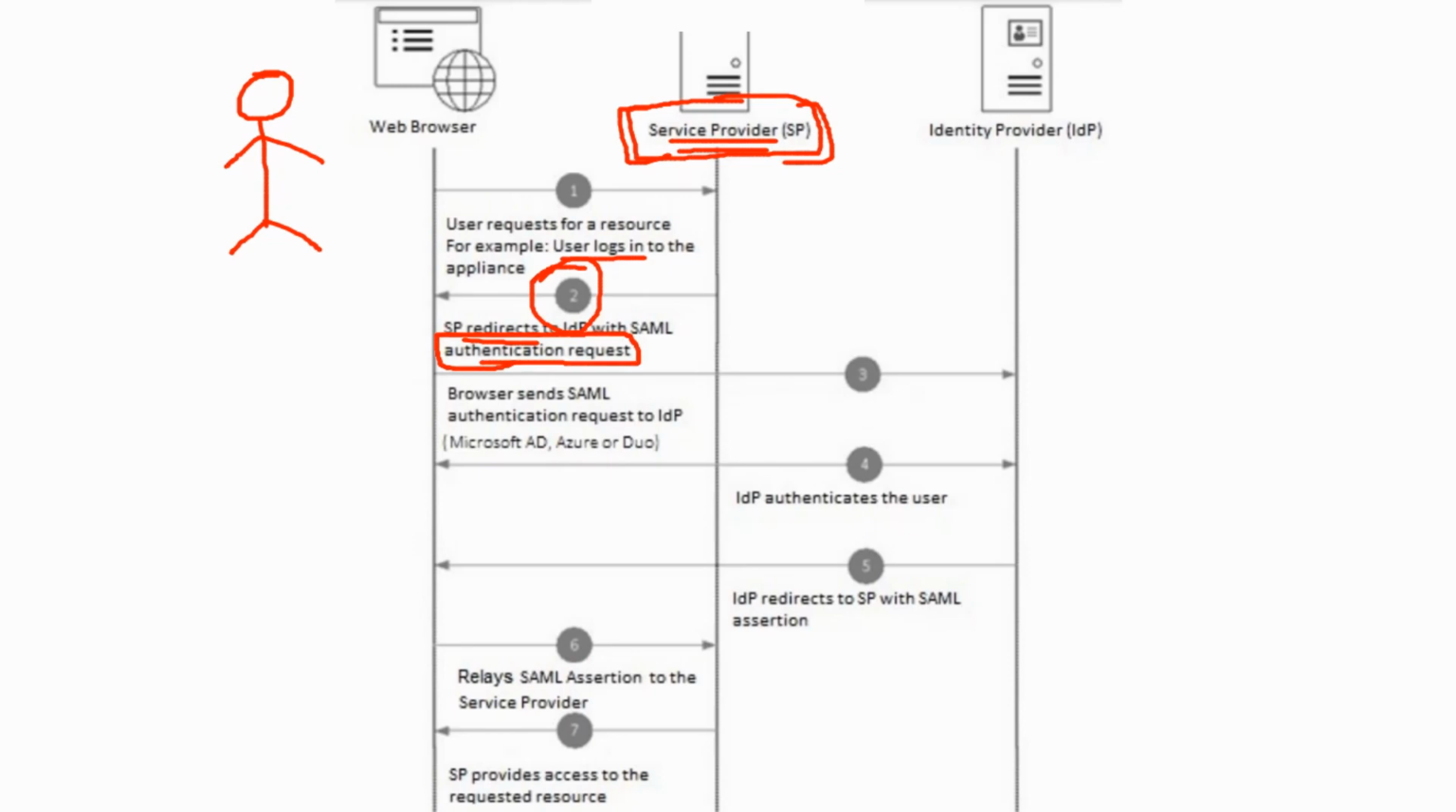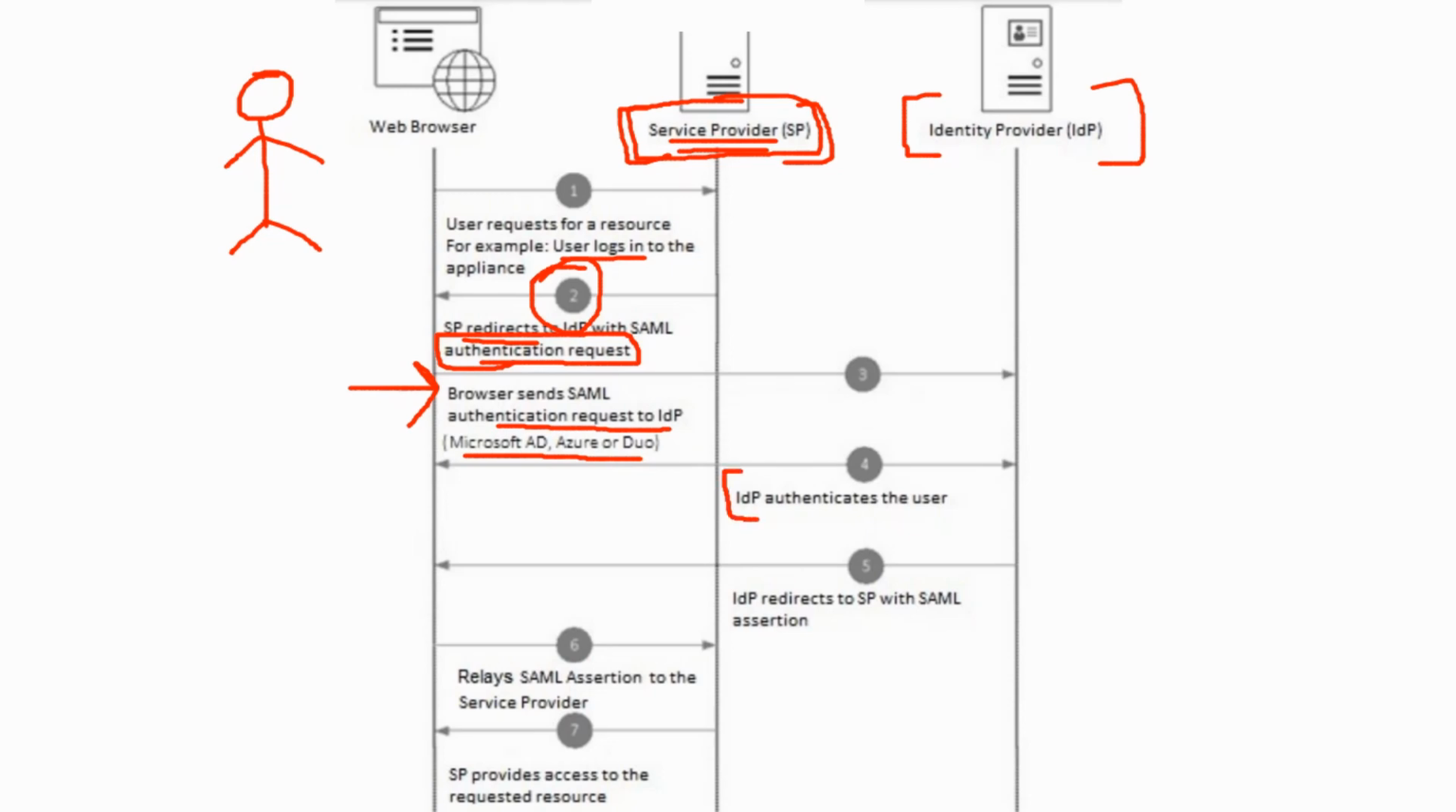It's sending an authentication request to the IdP, which is nothing but a database that's going to authenticate the user and assert that the user is actually who the user claims to be, right? So step number three is, as you see, the browser sends the SAML authentication request to the IdP. And what are examples of IdP? These are some of the examples: Microsoft AD, Azure AD, or Duo. The Duo Access Gateway can be used as well. So in step three, you can see that the browser sends the SAML authentication request to the IdP. Now the request has reached the IdP.